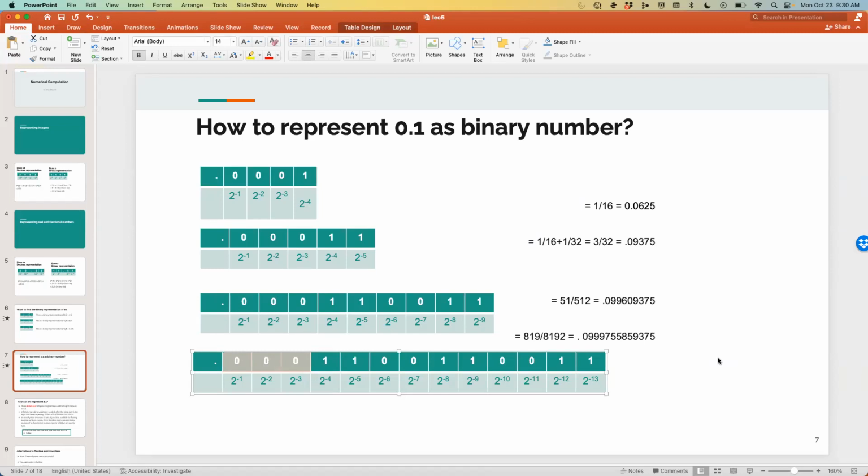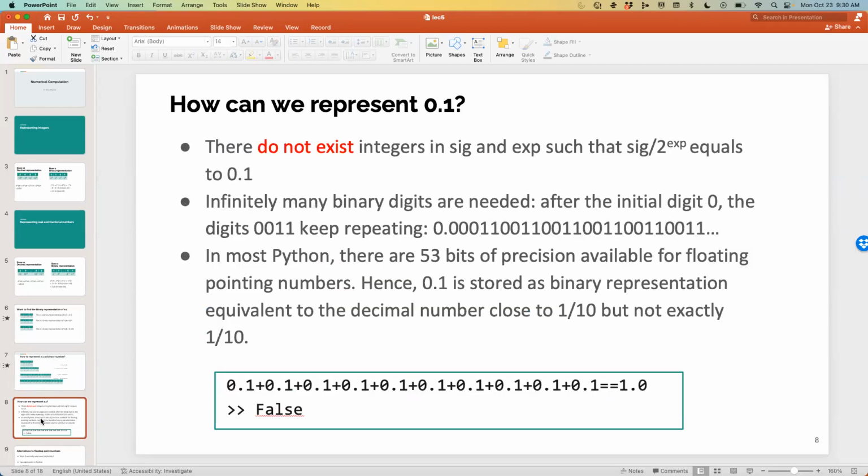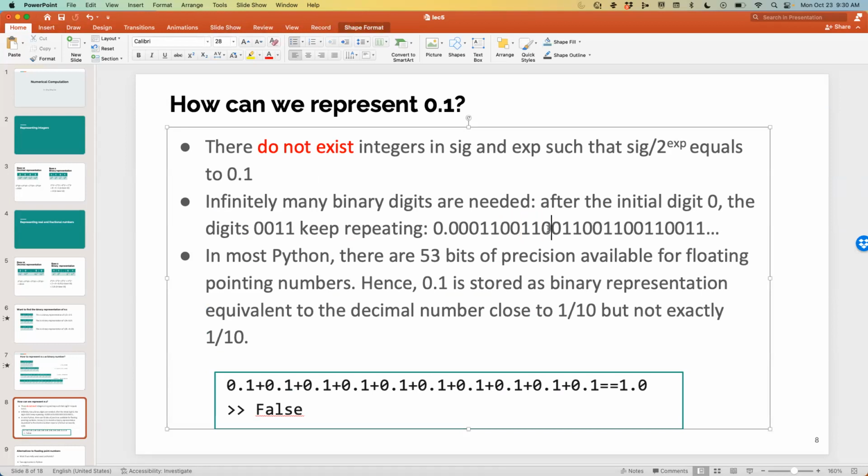So ultimately, we have a binary representation that is infinite. We cannot get exactly 0.1, but we're getting closer and closer to 0.1. All right. In fact, we can show that there does not exist such a finite string for which it's exactly 0.1. We will just be repeating this pattern of 0, 0, 0, 1, 1, followed by 2 zeros, followed by 2 ones, followed by 2 zeros, followed by 2 ones, all the way.